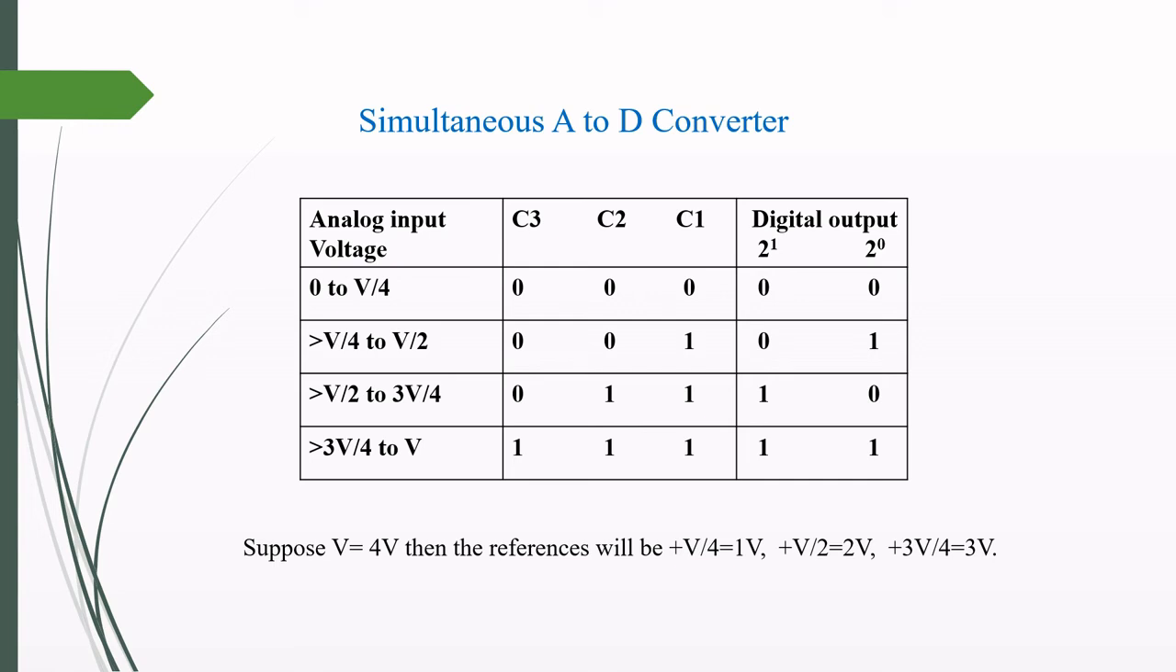It is fast converter. Its speed of data conversion is very high. Hence, it is also called as flash A to D converter. But the drawback of this circuit is it requires more comparators. It is difficult to construct this type of ADC.